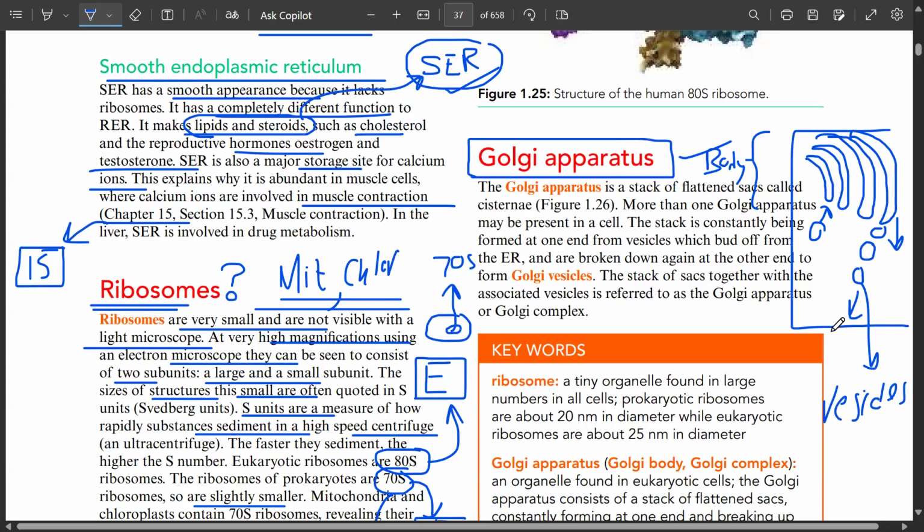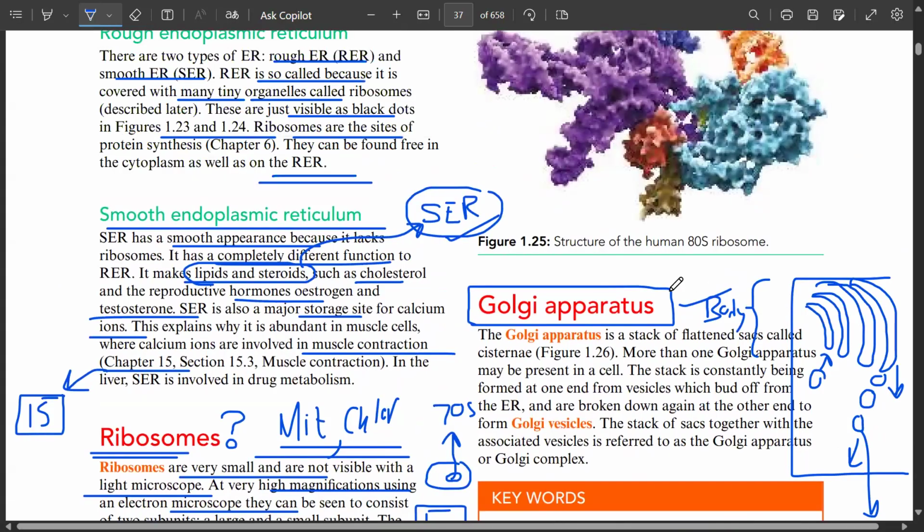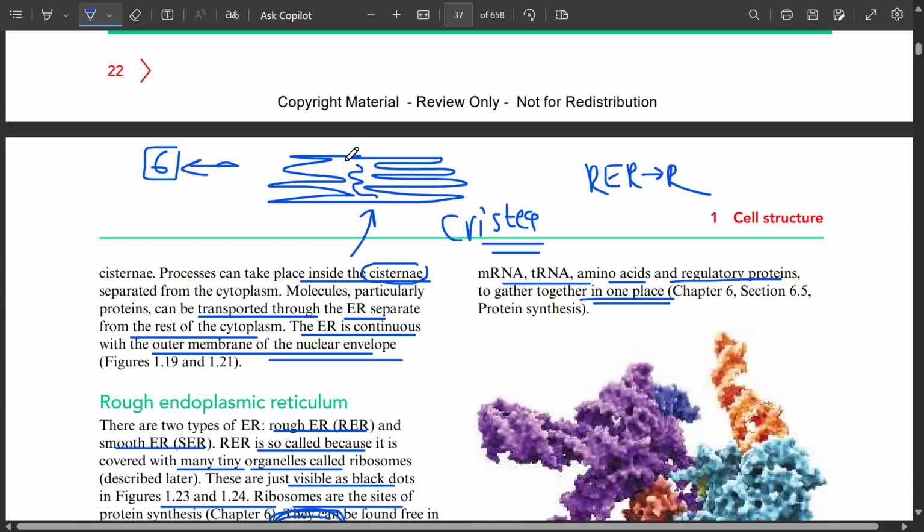The function of the Golgi apparatus is modification of protein. Once the protein is made in RER, proteins were made on RER in ribosomes. Now the rough endoplasmic reticulum, you have seen these sites.